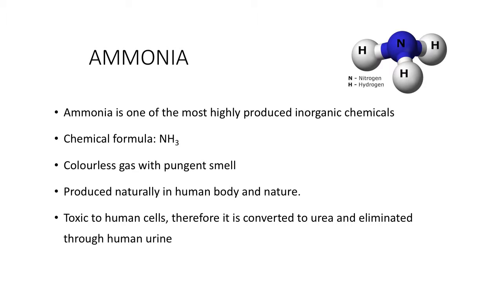Now, I am going to introduce the background of ammonia. Ammonia is one of the most highly produced inorganic chemicals. The chemical formula is NH3. It is a colorless gas with a pungent smell, and it is produced naturally in the human body and nature. However, it is toxic to human cells. Therefore, it is converted to urea and eliminated through human urine.